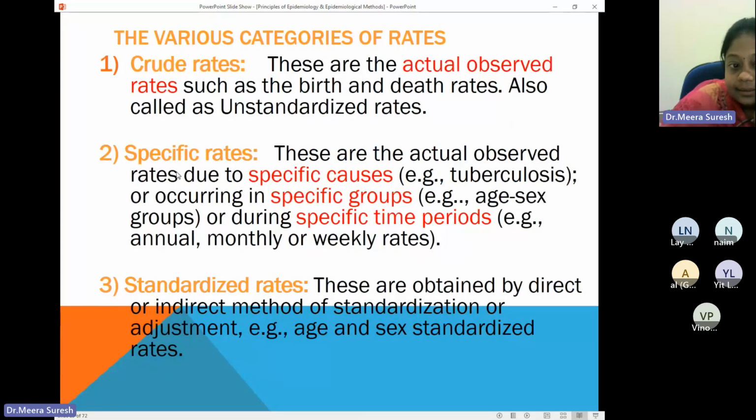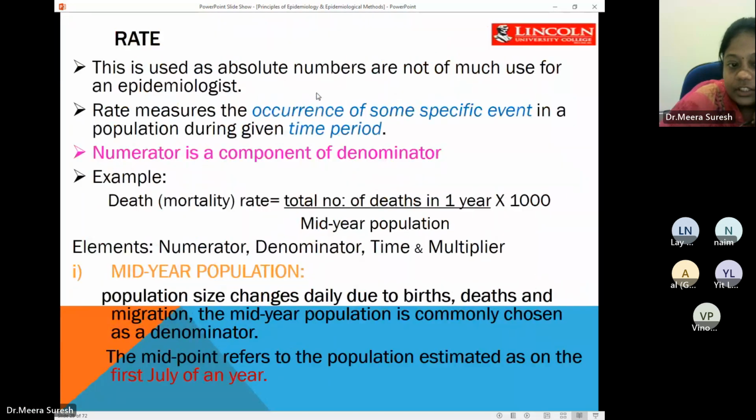This also can be asked as an MCQ. So rates, there are three types. There are crude rates, specific rates, and standardized rates. Crude rates are also called unstandardized rates, and they are actually the observed rates, such as birth rate and death rate, like what we told over here. This one, death or mortality rate, we call it crude death rate or crude mortality rate. Similarly, we can also call it crude birth rate.